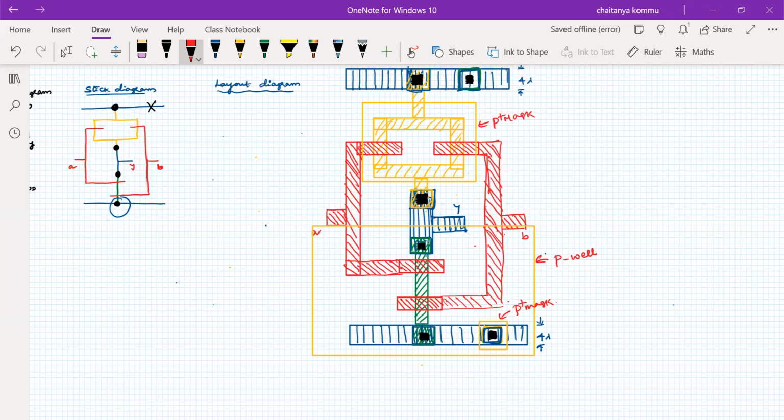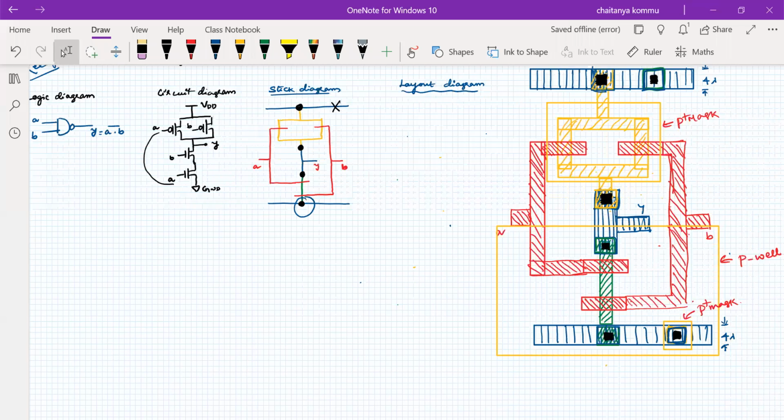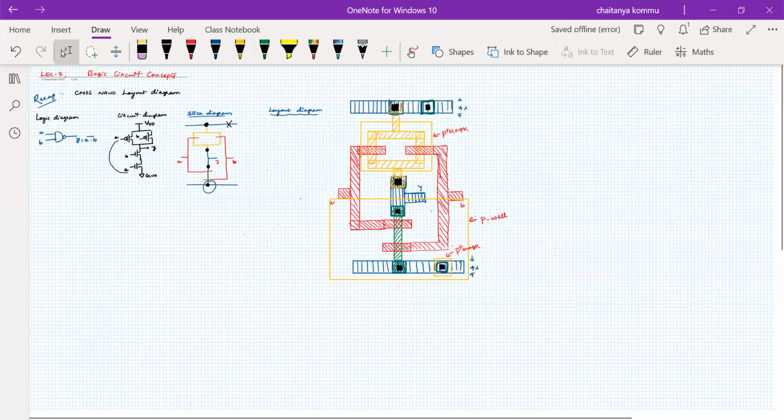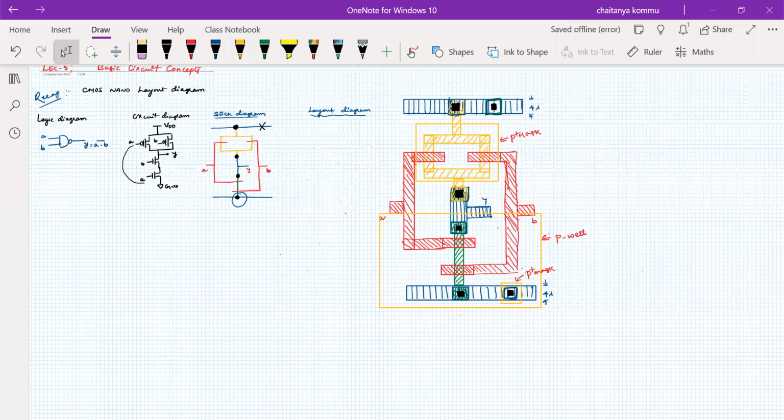Okay. So this is a very quick way that I have drawn the stick diagram, sorry, layout diagram for the CMOS NAND gate, which consists of 4 transistors. But it is a practice actually. Once you draw this twice and thrice, you can understand how effectively we can draw this thing. Please remember that we have to follow the design rules.